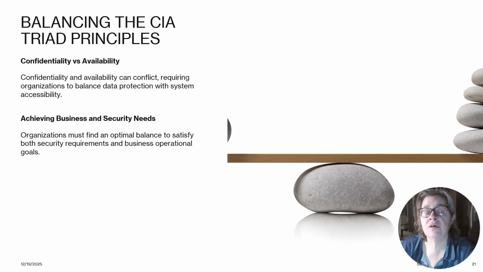Sometimes principles conflict, such as between confidentiality and availability. So organizations must find the right balance to meet business and security needs. And another thing that will come into conflict is security and usability, and security and cost. So all of these have to be balanced, okay?